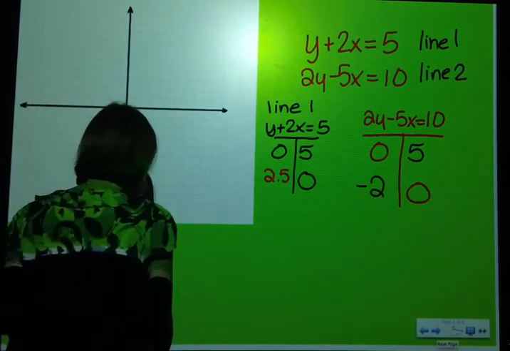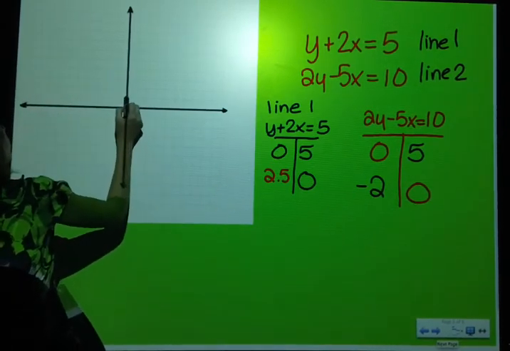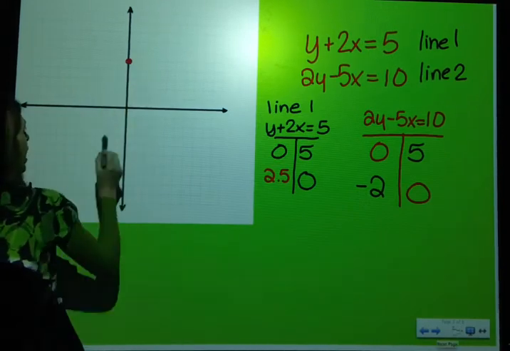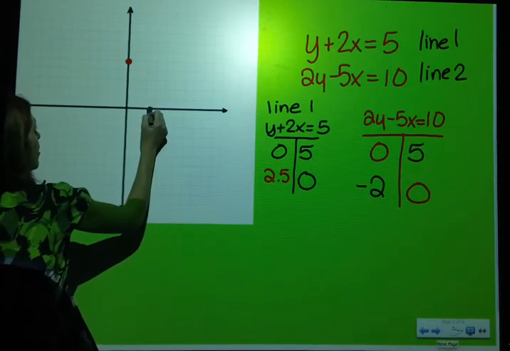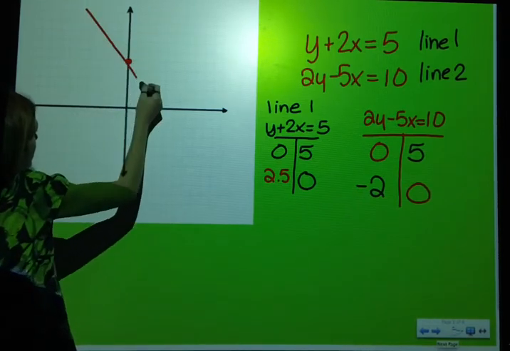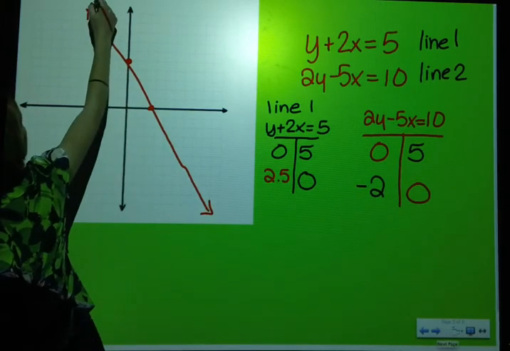So I'm gonna go ahead and graph them. All right, so let's do line 1. 0, 5. So 1, 2, 3, 4, 5. 2.5, 0. So 1, 2, and then half. And then I'm gonna draw the line as neatly as I can.